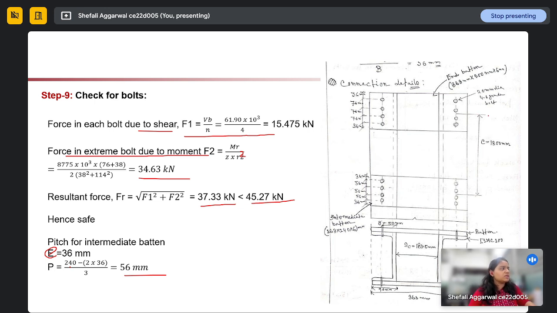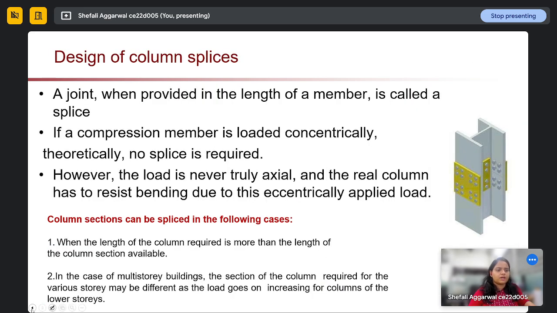And this was the center to center distance between two battens, which is coming as 1300. So this is the complete design of a batten system. Do you guys have any doubt in this? Otherwise we'll go to the design of column splices.